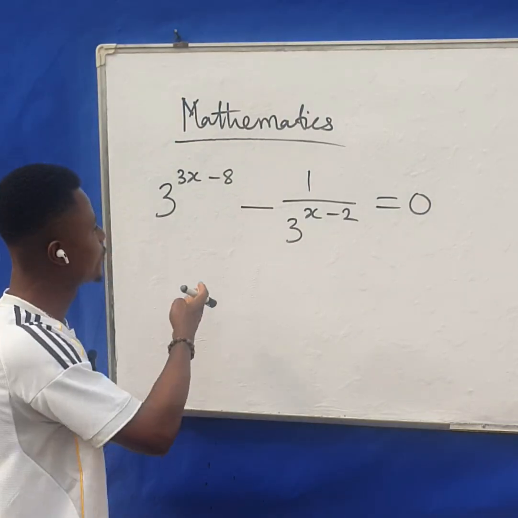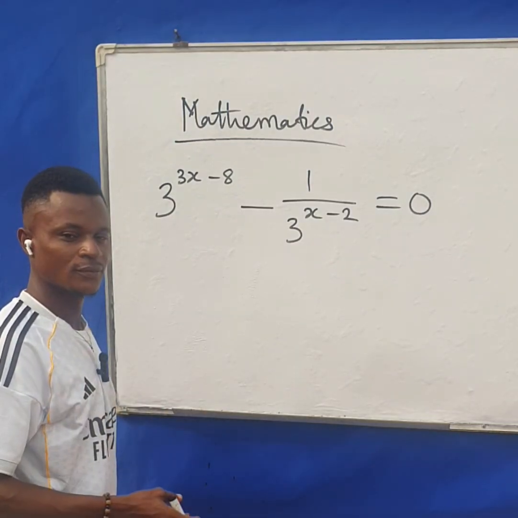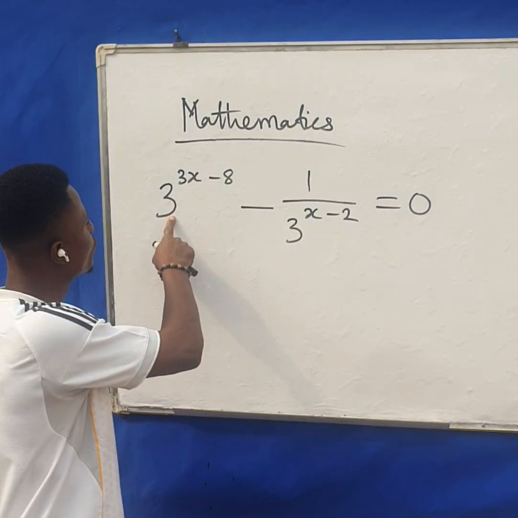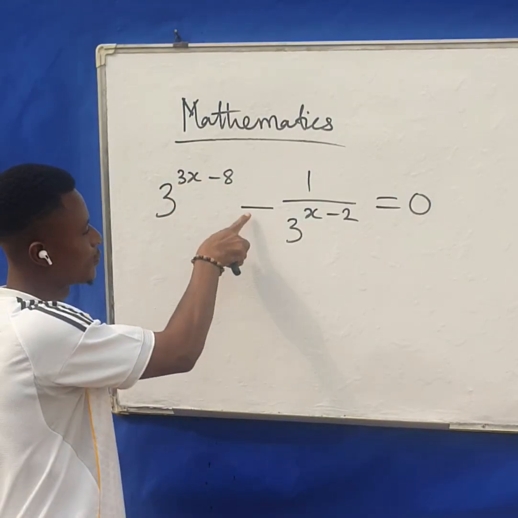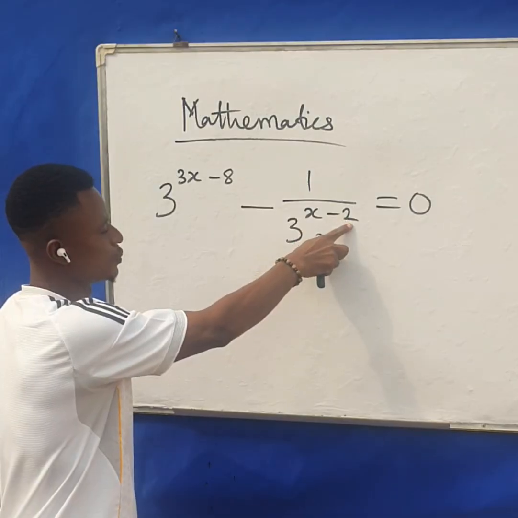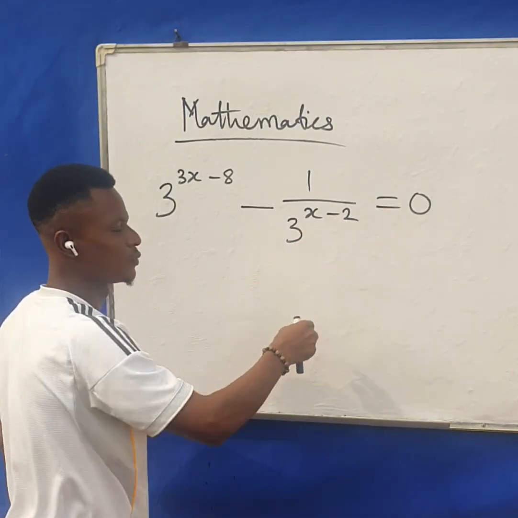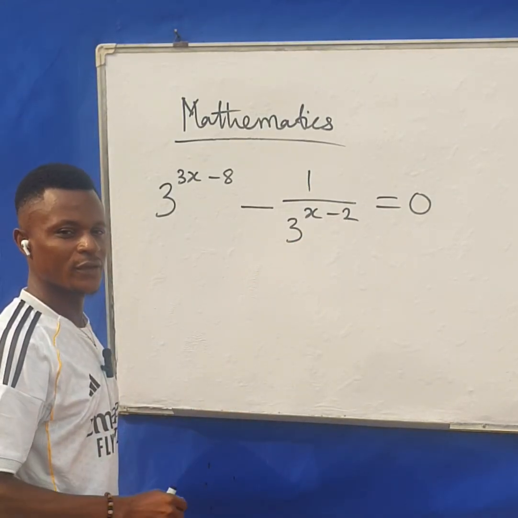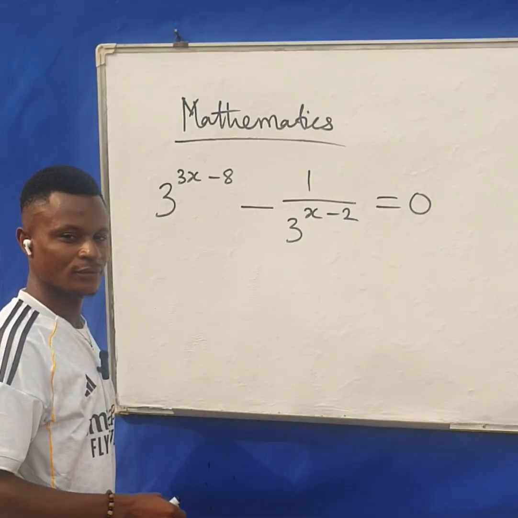Let me show you how to solve this math question on the board. We are given 3 raised to the power of 3x minus 8 minus 1 over 3 raised to the power of x minus 2 equal to 0. And we are expected to find the value of x.